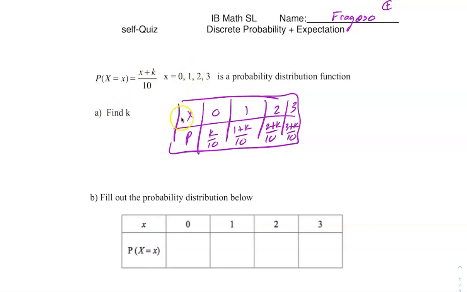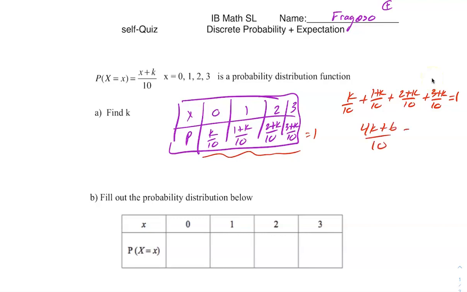And the way we're going to find k is, well, all the probabilities should always add up to be 1. So all this should equal 1. So I'm going to have k over 10 plus 1 plus k over 10 plus 2 plus k over 10 plus 3 plus k over 10 equals 1. Let's simplify it. I could add all the numerators. I'm going to get 4k, and then 1 plus 2 plus 3 is 6. So 4k plus 6 over 10 equals 1.